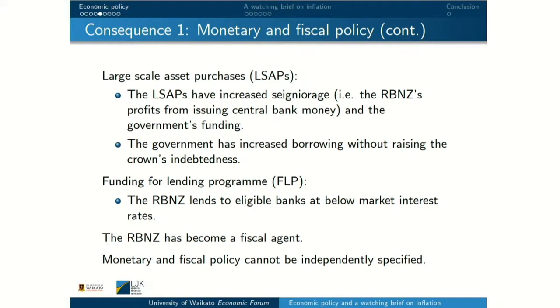The Reserve Bank has also undertaken a funding for lending program, under which it lends to eligible banks at below market interest rates. And so because of these two facts, that the central bank is currently providing substantial funding to the government and also engages in concessional lending, the central bank effectively has become a fiscal agent. And the implication of this is that we can no longer, at the moment, independently specify monetary and fiscal policy.